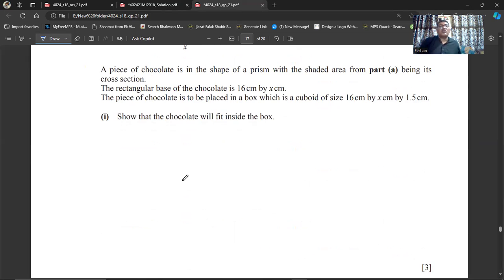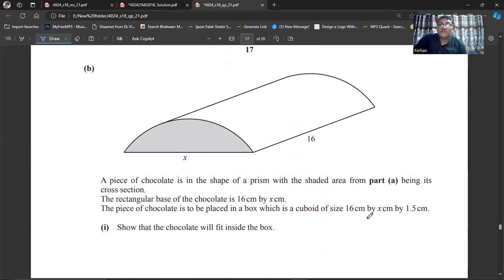And the piece of chocolate is to be placed in a box which is a cuboid of the size 16 centimeter by x centimeter by 1.5 centimeter. Show that the chocolate will fit inside the box. You see, this dimension will fit. Okay, this is good. And this dimension will also fit. This is good. What about the height? This height, I will find this height. If that height and this height match, this height must be less than this height. Okay, because this is the height of that box in which we are going to put that chocolate.